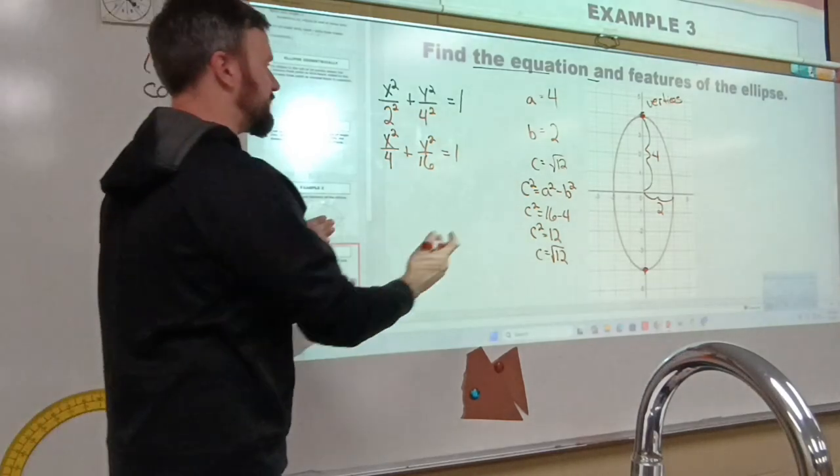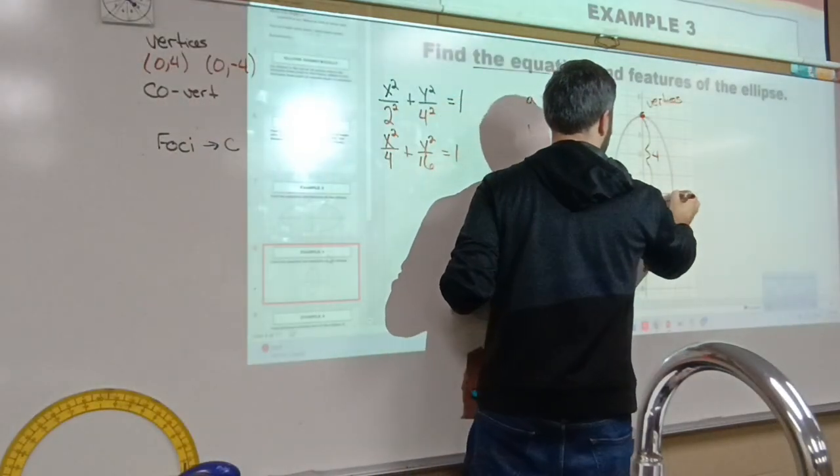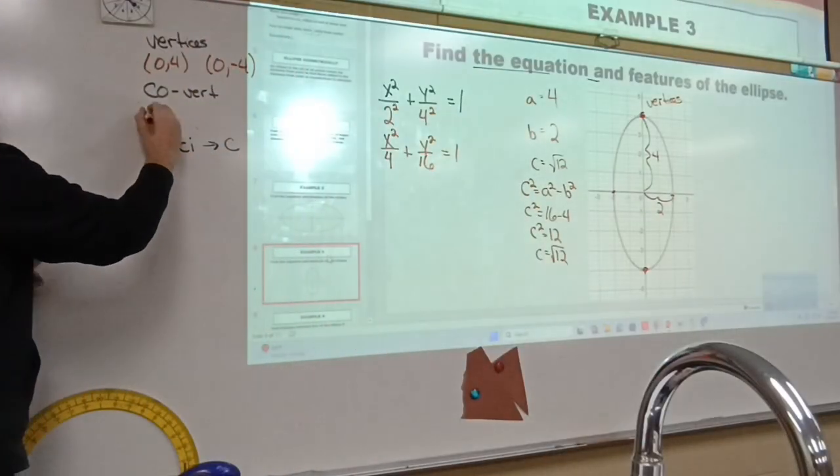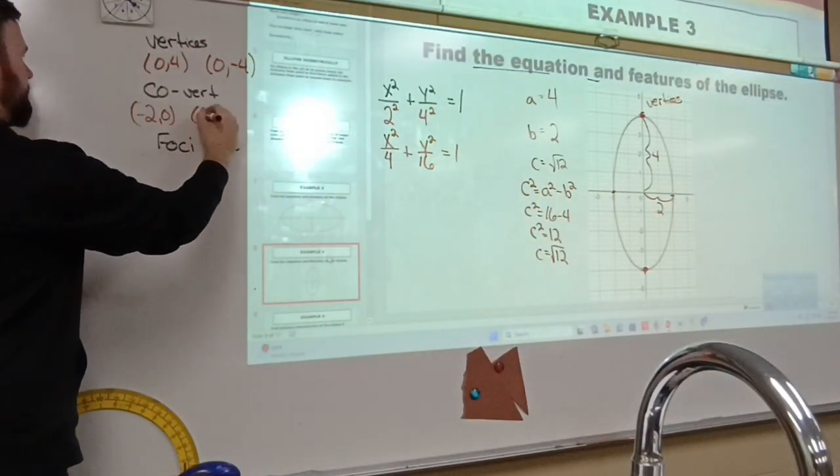So that means my covertices are on my shorter axis. -2, 0. And 2, 0.